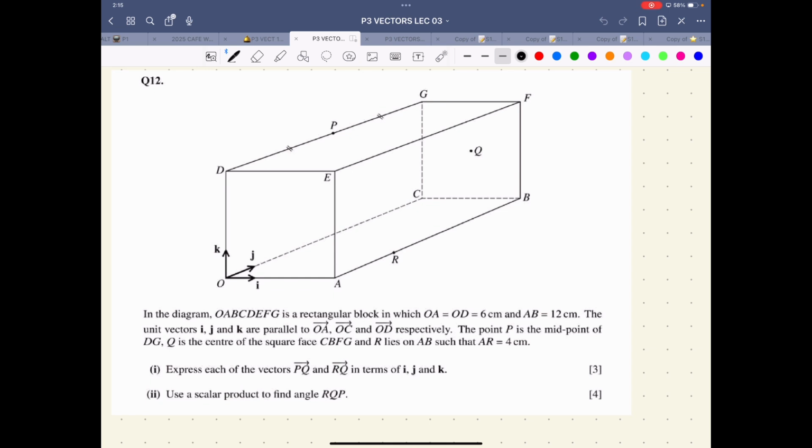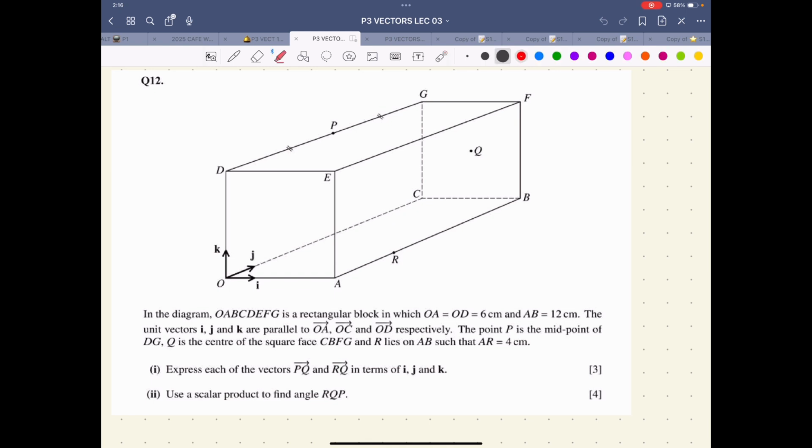So now, question number 12. Let's look at this question. It says in the diagram, OABCDEFG is a rectangular block. It's a cuboid. It's a rectangle in 3 dimensions. This is like a prism. Now it says the lengths are OA is 6, OD is 6, and AB is 12.